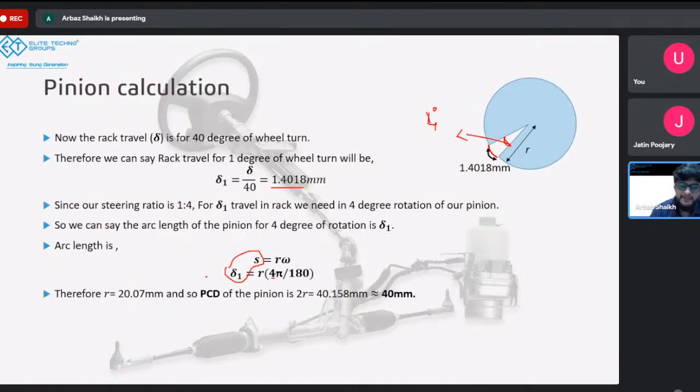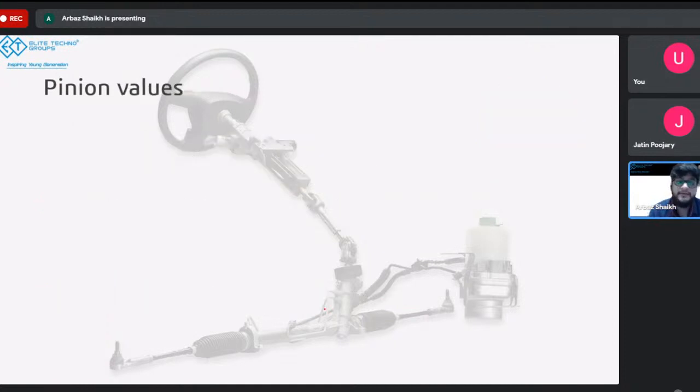Now we know that the radius is equal to 20.07 mm, and we can calculate the diameter of the pinion, which is called the pitch circle diameter, or PCD. If you round the radius down to 20 and double it, it comes out to be 40 mm. Moving on, we can calculate other pinion values.